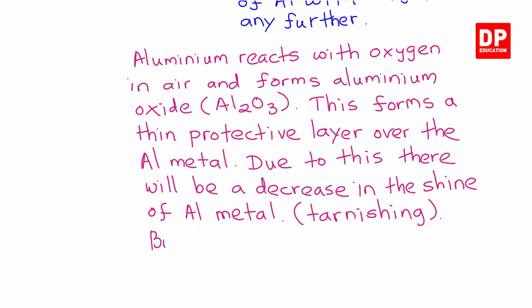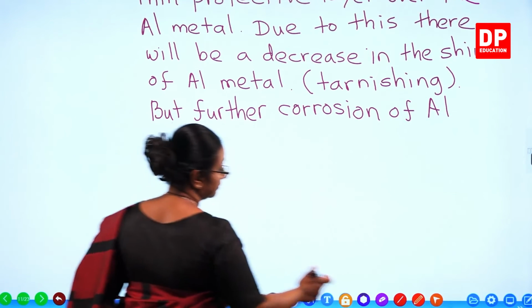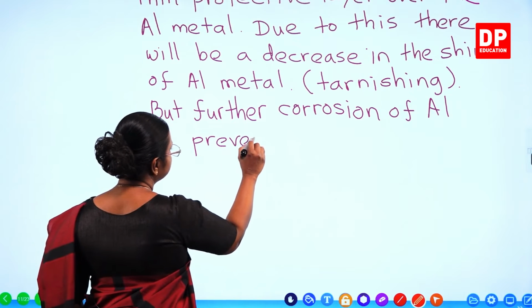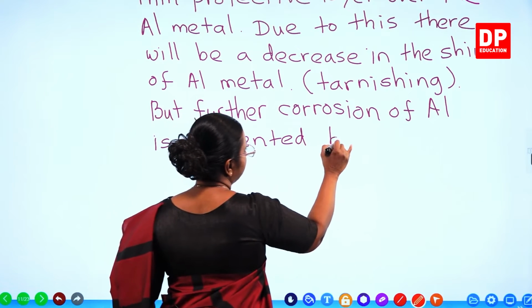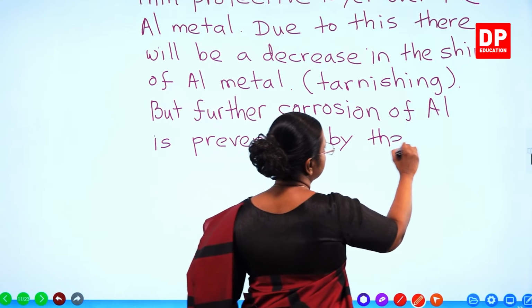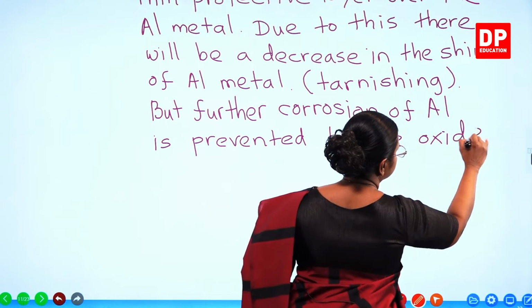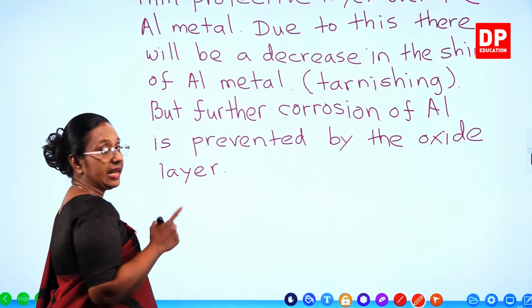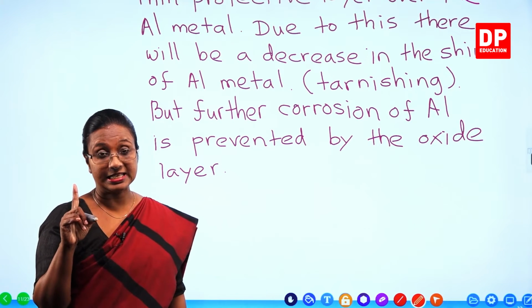But further corrosion of aluminium is prevented by the oxide layer. That is one point that I discussed with you.